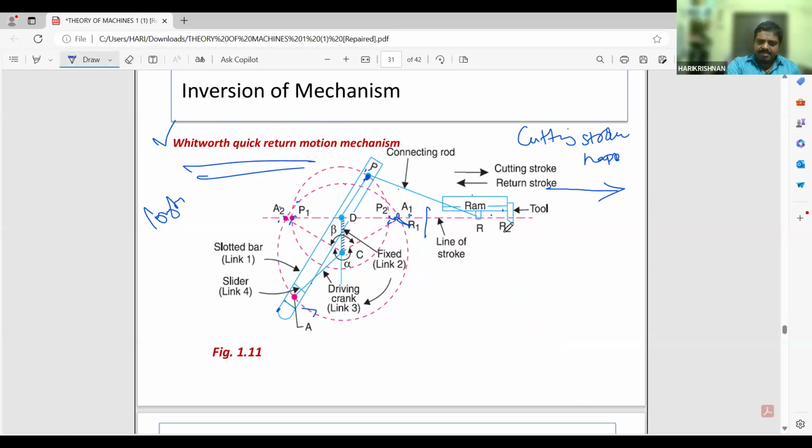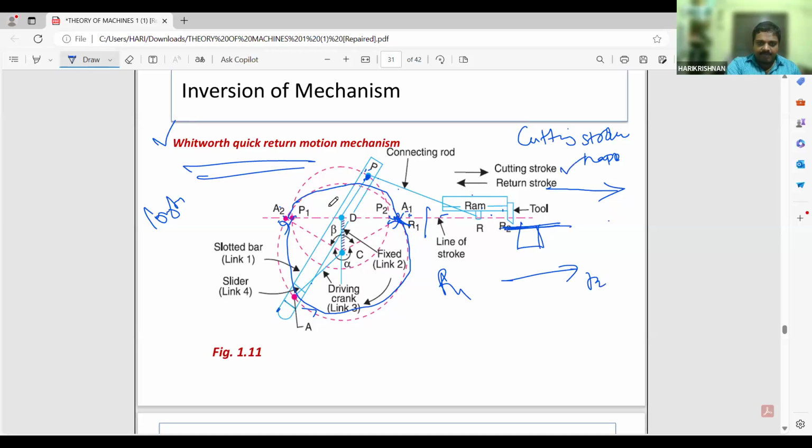The thing is that if we place a workpiece over here, when this slotted bar moves from A1 to A2, P moves from P1 to P2, so the RAM moves from R1 to R2. When we place a workpiece over here, it will cut the workpiece. So this is the cutting stroke.